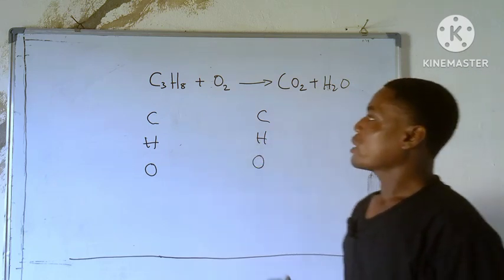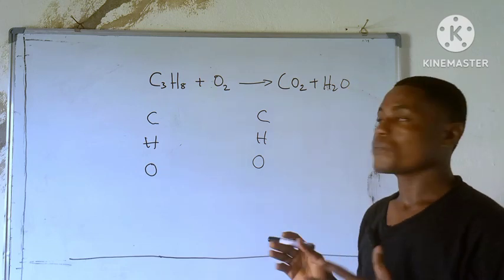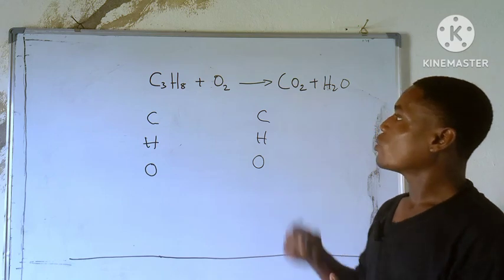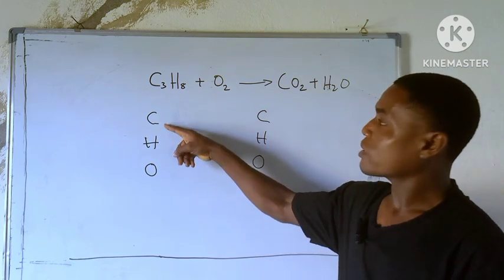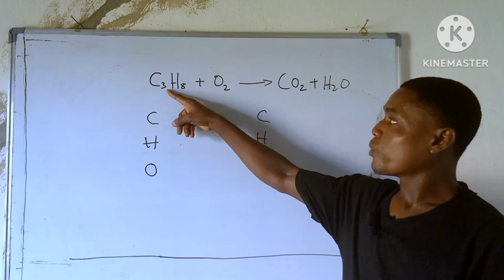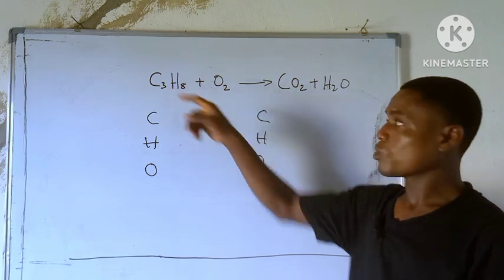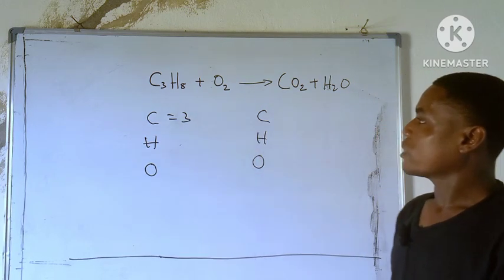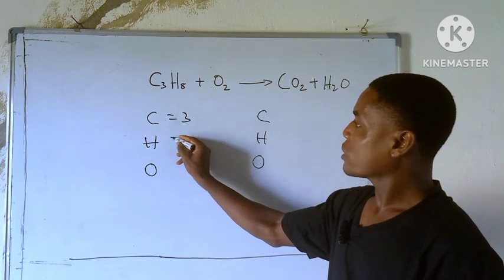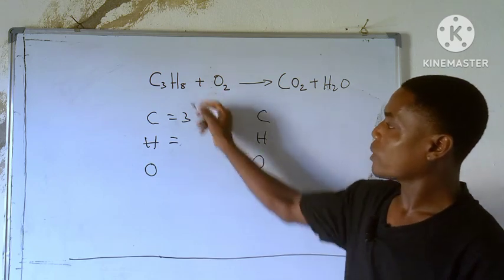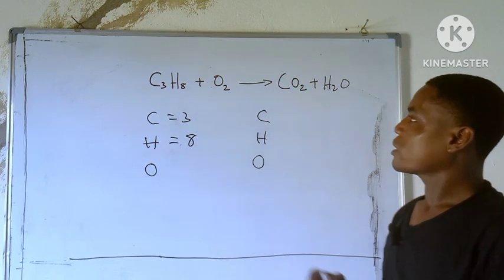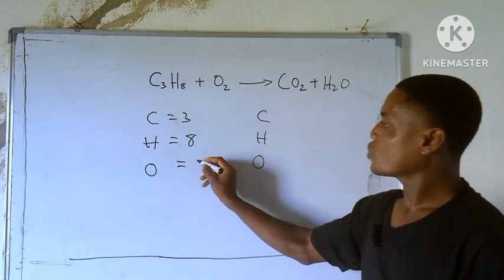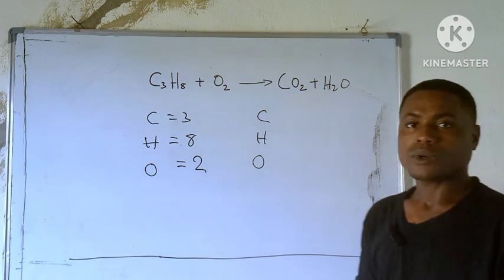Are you getting it? So now the second thing to do is to write out the given subscript or the atoms. Are you getting it? Now look at your left side. The first element is carbon, right? We have how many atoms here? 3 atoms, right? So carbon is 3. The second element is what? Is hydrogen. What do you have? You have 8, right? So you write 8. The third element is what? Oxygen, right? How many atoms do you have? 2. Now you are done with the left side.